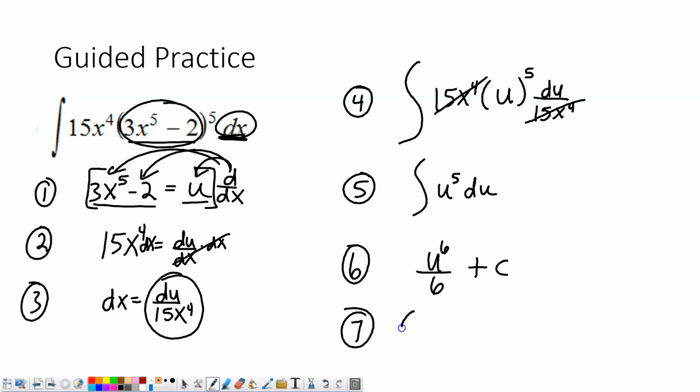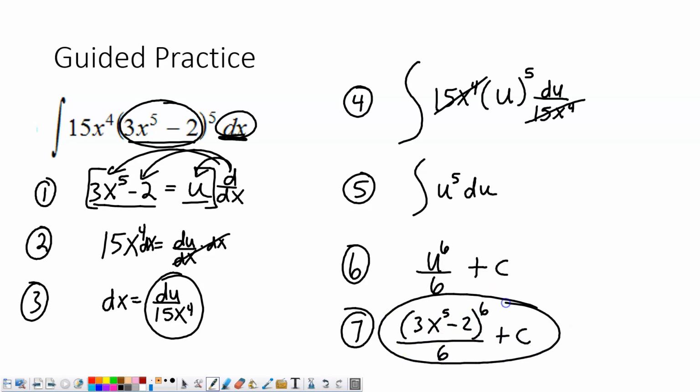Step 7 was to replace the u with what u equals. So we get the x's back in the problem again. So you can write your answer like this, or you could put a 1/6 in front of the parentheses instead of putting a 6 on the bottom. Okay? So there's our answer. And something I didn't have you guys do is make sure at the beginning that this actually is a U-substitution problem. So we'll do that now.